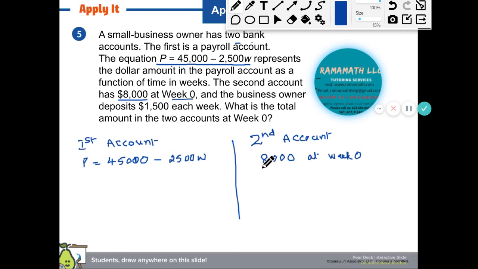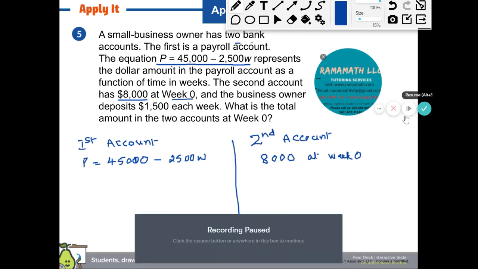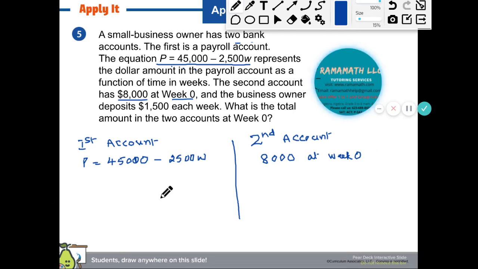So what is the meaning of week 0? What do you guys think? Put it in the chat box. Week 0 means it doesn't start at anything, just the first week, brand new. So in this question, if it is week 0, it means W is 0. Okay, this is week 0.